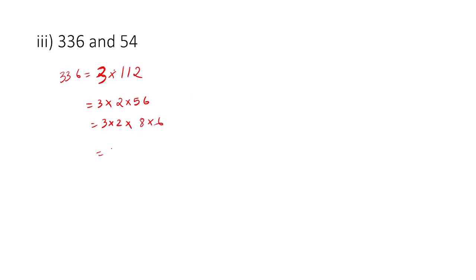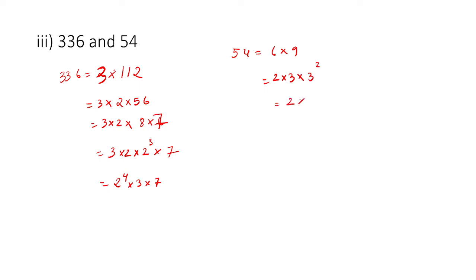Okay, so this way we can always write this as 3 into 2. 8 can be written as 2 cube and 6 can be written as 2 into 3. So the prime factorization of this is going to be, sorry, 8 into 7, 2 cube into 2 into 7, 8 into 7 gives you 56. So you can write it as 2 to the power 4 into 3 into 7. Now let's go with 54. 54 can be written as 6 into 9. So this can be written as 2 into 3 into 3 square, which is finally 2 into 3 cube.